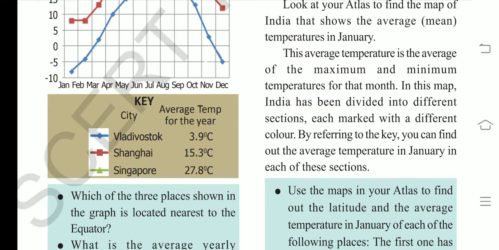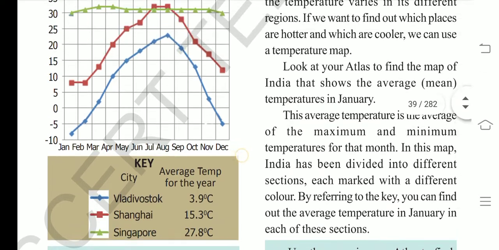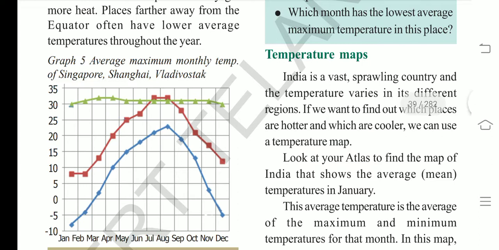In this map, India has been divided into different seasons, different sections, each marked with a different color. Right here it is there.